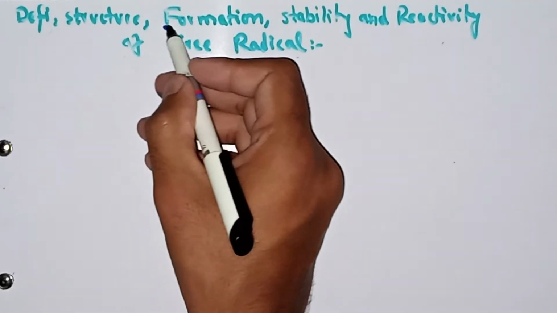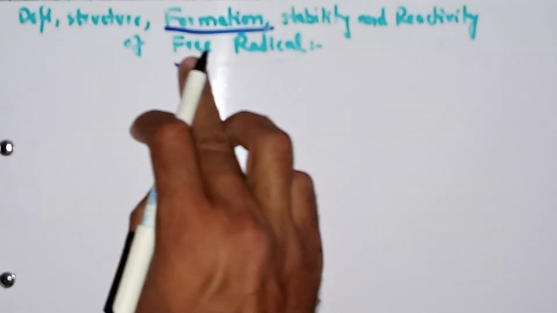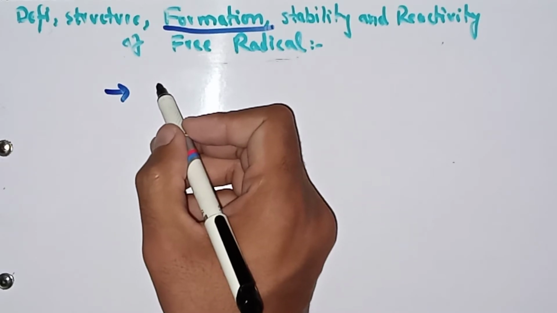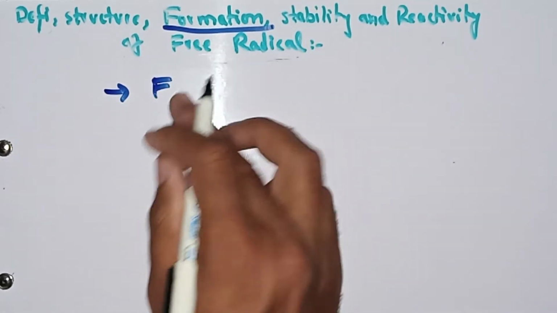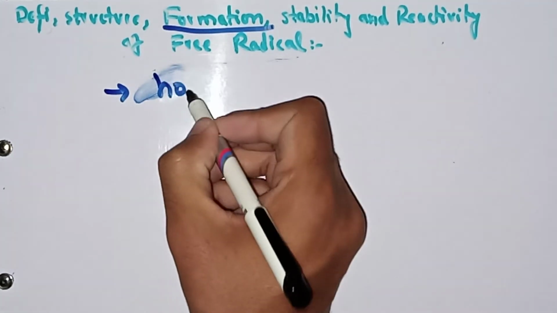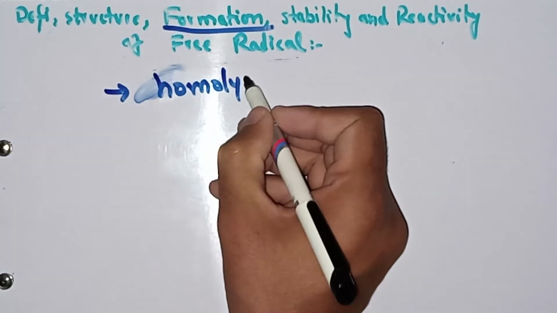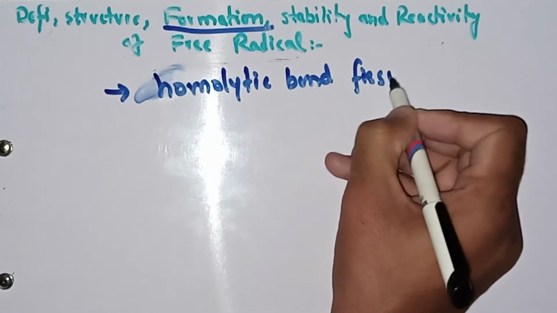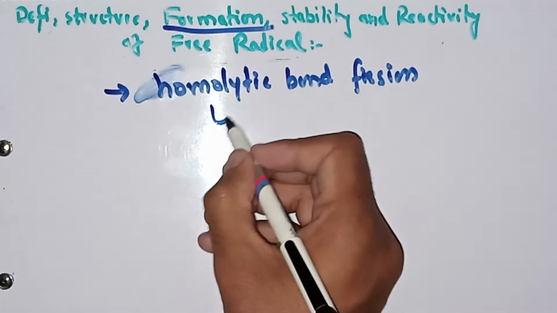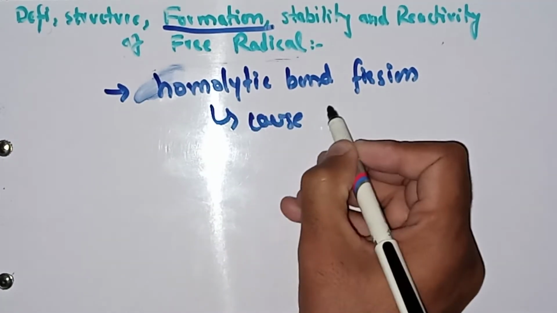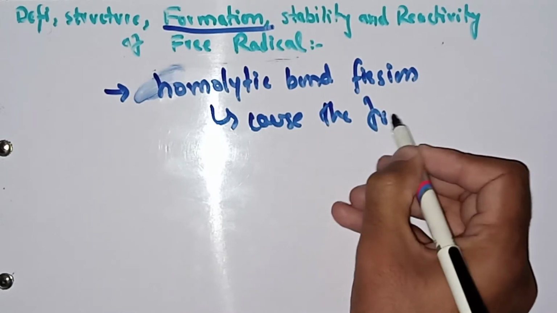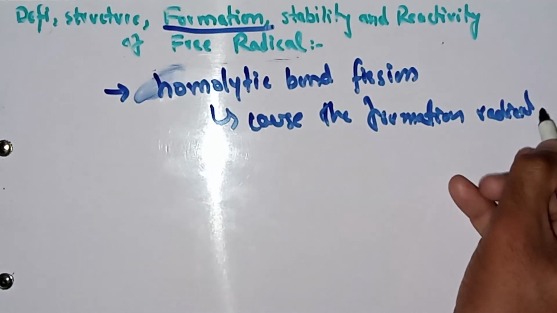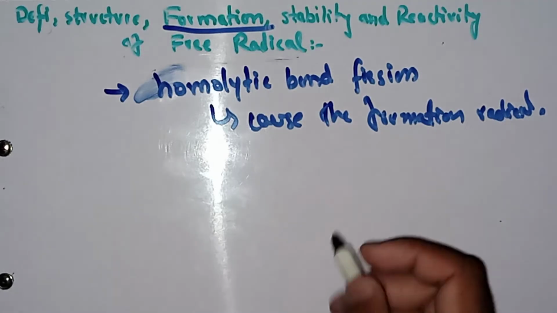So how does the formation of free radical occur? Formation of free radical is the product of a homolytic fission reaction, homolytic bond fission. It leads to the formation of free radical.